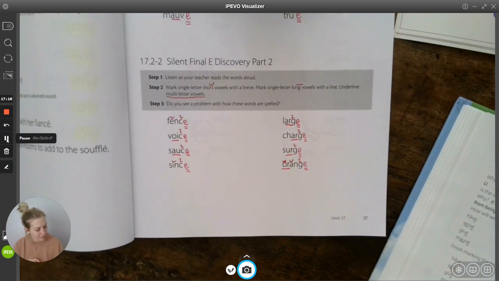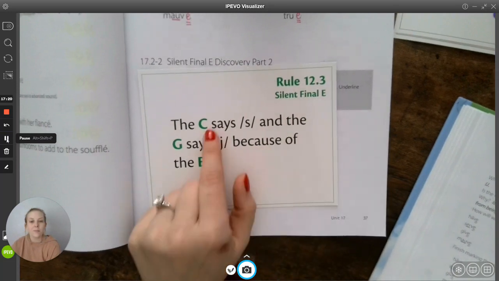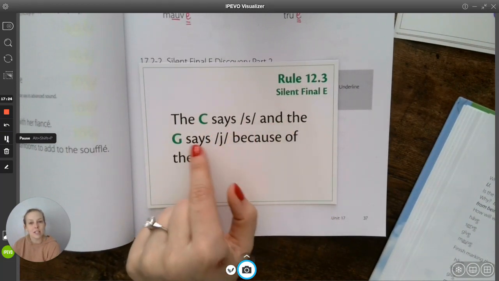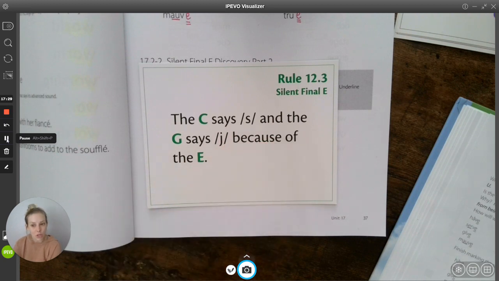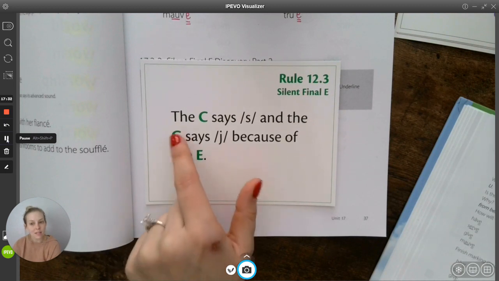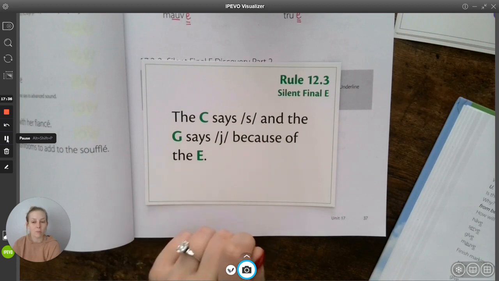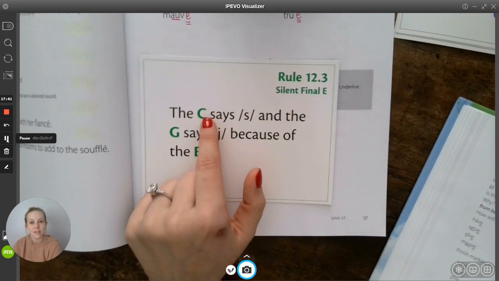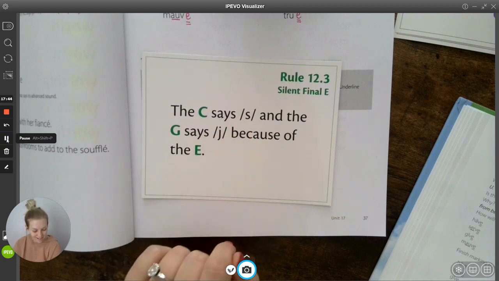Great job. So, Rule 12.3 says the C says S and the G says J because of the E. Because we know these letters soften or can soften to S or J when followed by E, I, or Y. So silent final E says C and G will say their soft sounds because of the E. Great job.